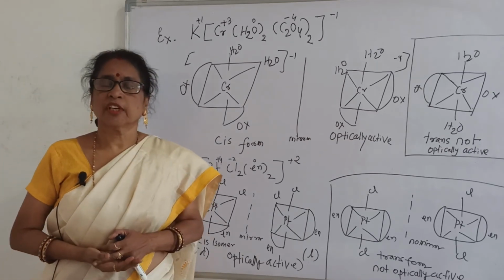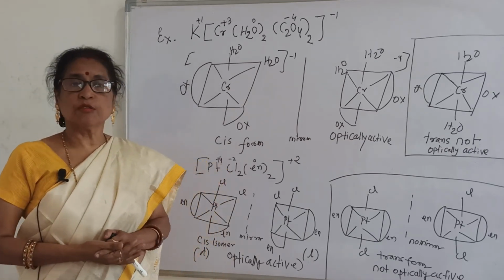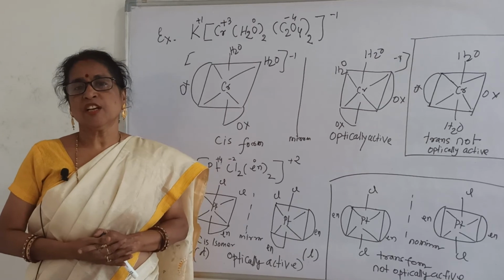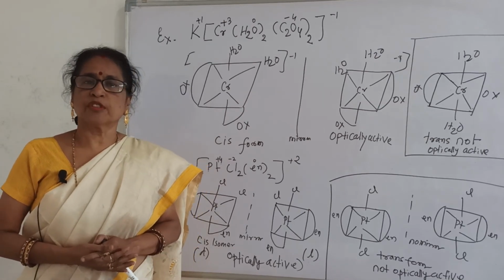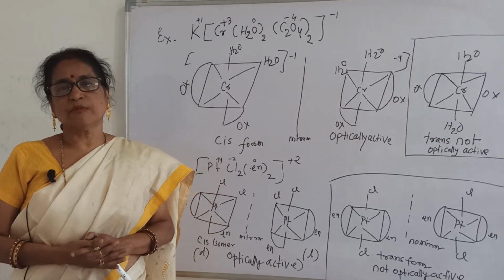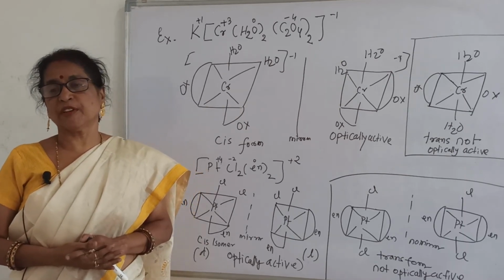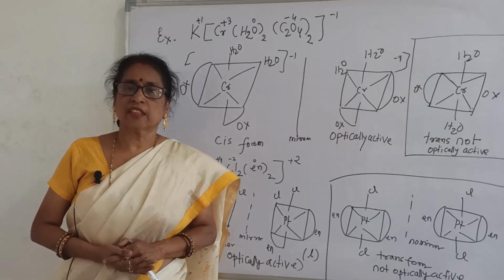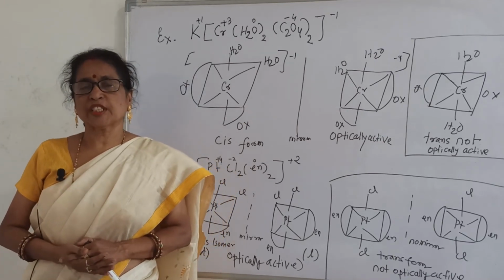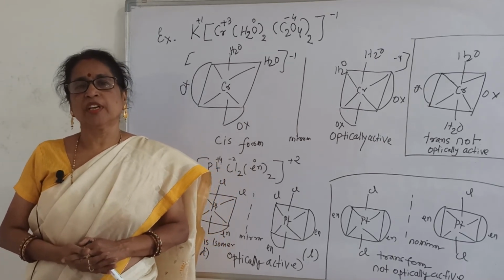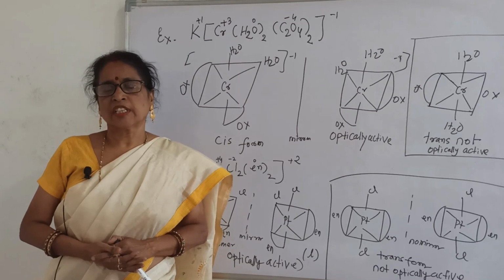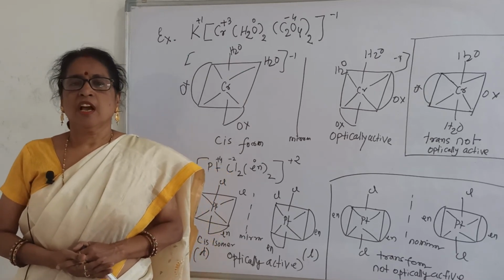And try to understand and try to see different examples, whether it is cis form or trans form, whether cis form shows any optical activity or not. After that, in the coming video I will explain valence bond theory and crystal field theory and others.